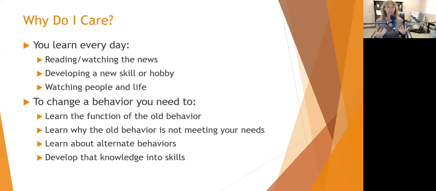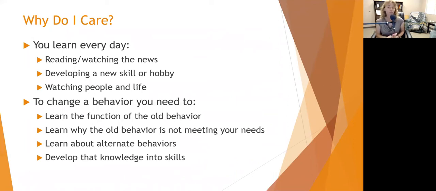So if somebody's old behavior, let's take smoking, for example, the function of the old behavior was to help them calm down, but the old behavior is now not meeting their needs. Maybe it still helps them calm down a little bit, but it's also working against some of the things that they have in a rich and meaningful life.